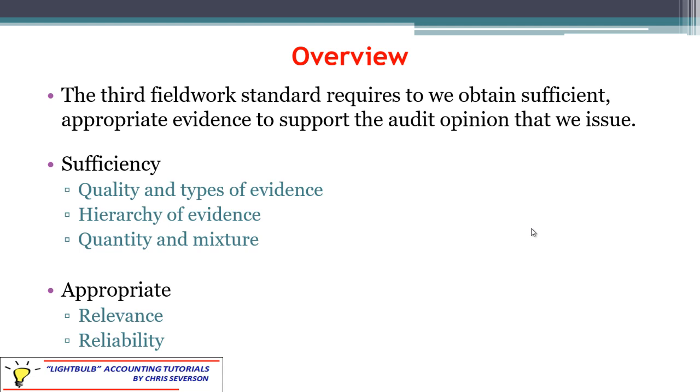Now, whether evidence is appropriate depends on a couple of things. First of all, is it relevant to the decision at hand? Is it relevant to what we're reviewing? And is it reliable? If the evidence is not reliable, then it's not really going to be appropriate. And that kind of feeds into the sufficiency as well. It carries a much lower weighting if it's not reliable.